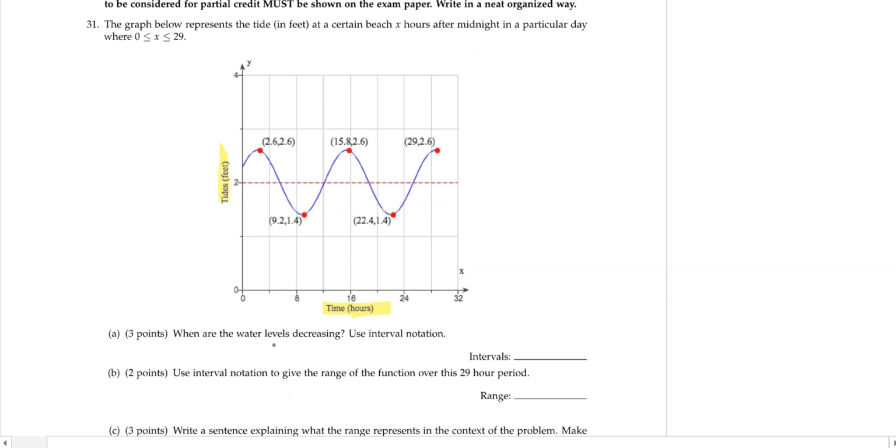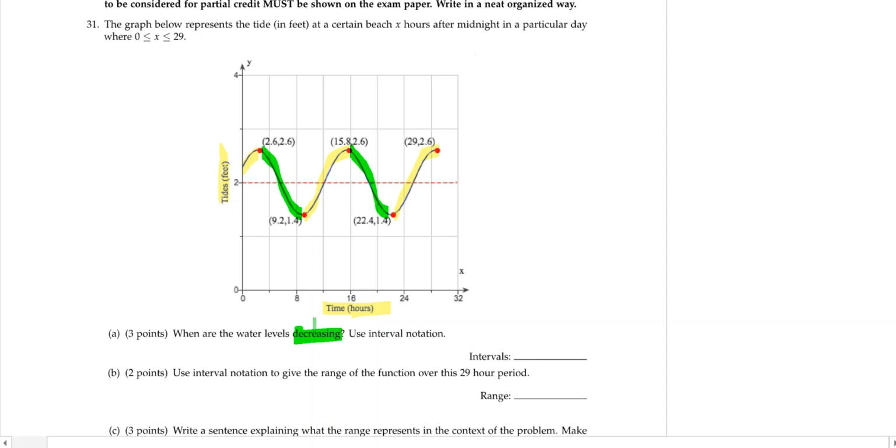When are the levels decreasing, the water levels? Also, this is what the water is doing. The levels are increasing until this point, and then they are decreasing from here to here, and then they are increasing from here to here, and then they are decreasing, and then again increasing.